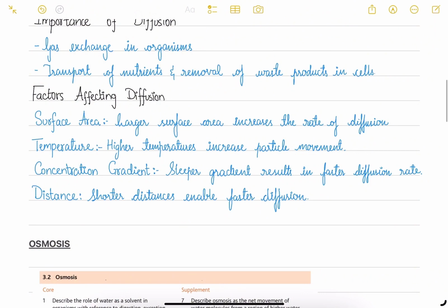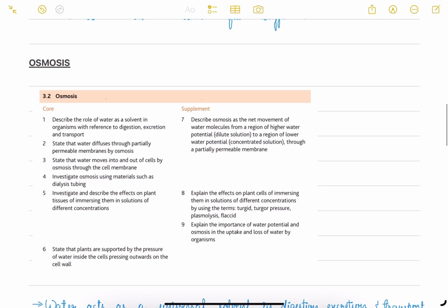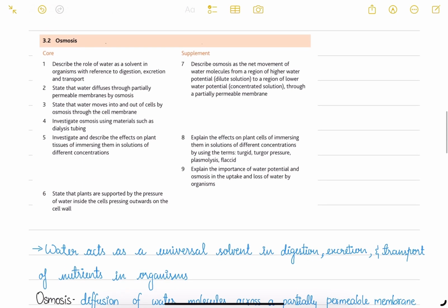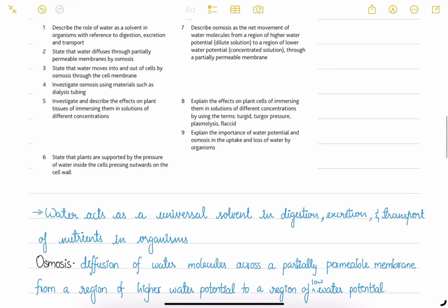So let's move on to osmosis. This is a type of diffusion, but it's all about water. Osmosis is the movement of water molecules across a partially permeable membrane from a region of higher water potential to a region of lower water potential. So, for example, for higher water potential, we have pure water, and for lower water potential, we have a concentrated sugar solution.